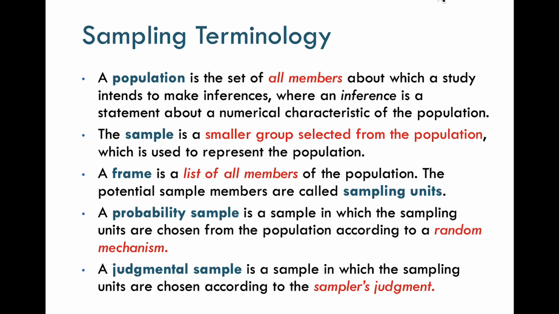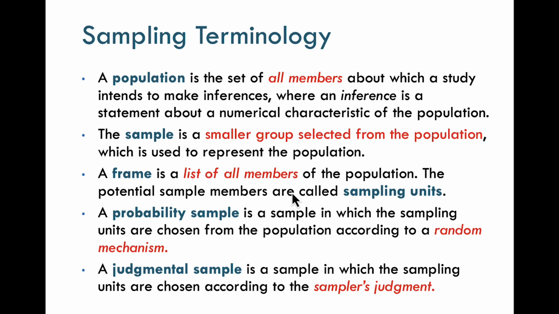It is not feasible to collect data from all those students because they might be in millions. Collecting data from a large number of students will be very costly. So therefore, you decide to collect data from a sample, maybe 500 students or 1000 students, and that would be called a sample. So the sample is a smaller group selected from the population which is used to represent the population. A frame is a list of all members of the population.